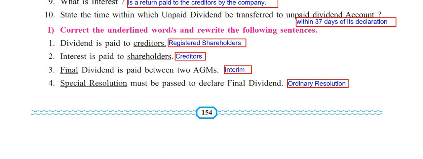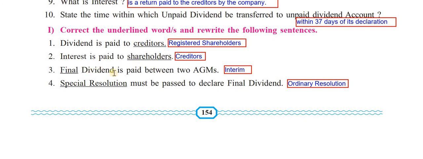ठीक है. First one, dividend is paid to creditors. Nahi, creditors is the wrong answer. You can write dividend is paid to the registered shareholders. ठीक है. Then second, interest is paid to shareholders. बिल्कुल नहीं, यहाँ पर the right answer is creditors. So you can write again, interest is paid to creditors.